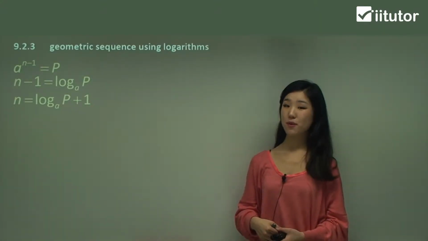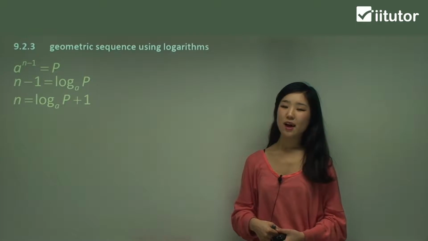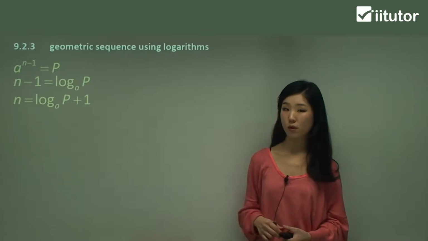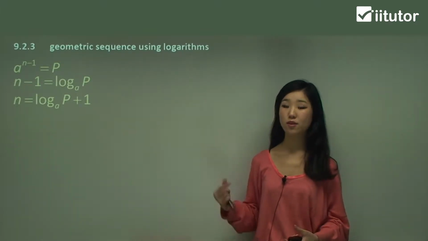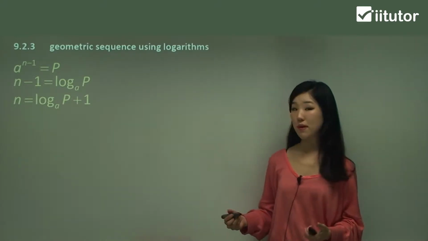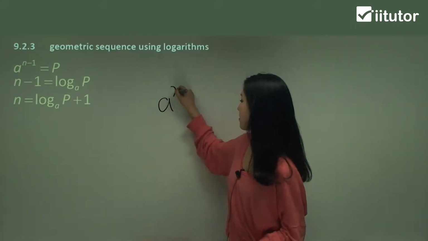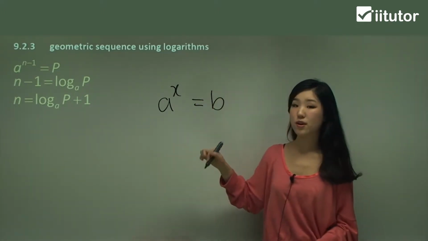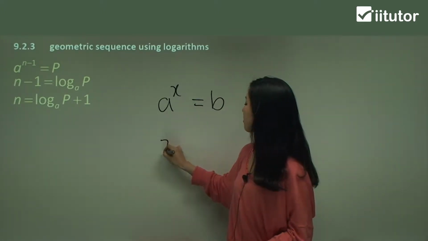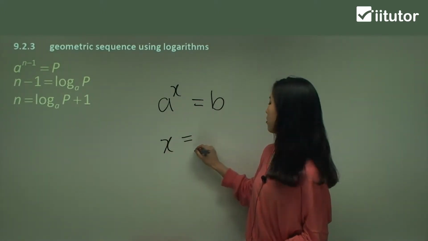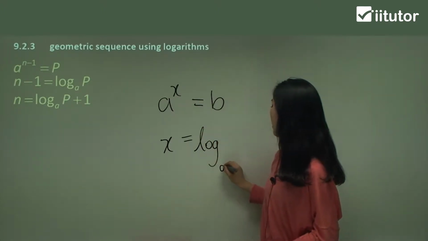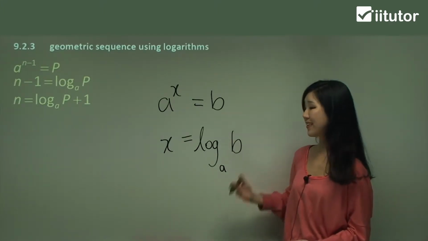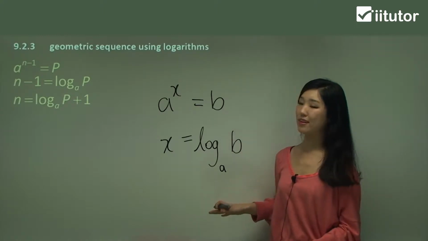Okay, now we're going to look at geometric sequences using logarithms. With geometric sequences especially, you must remember your logarithm rules very well, because a lot of questions require using logarithms. So remember the basic one: if a to the power of x equals some number b, then we can find x using our log rules. Making x the subject, x equals log base a of b. That's the rule. I hope you remember something like this, or at least it's familiar. This is a basic log rule.